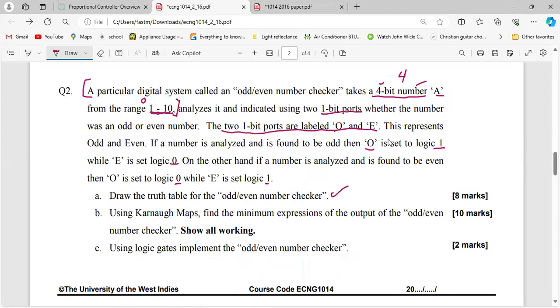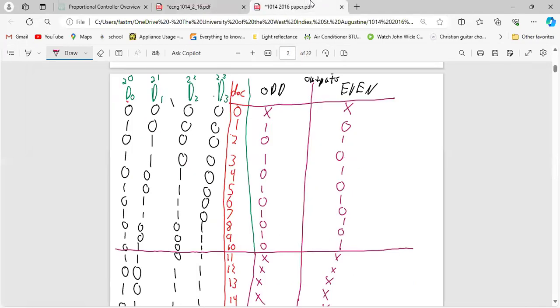8 marks. Right. So the second part is: using Karnaugh maps, find the minimum expression of P, and so on. Same idea. You're drawing up a Karnaugh map table. Drawing up a Karnaugh map never changes. We know it's a 4-bit number, so 4 by 4 is 16. So you look at the box we had on top. As I say, make sure you know how to draw up that box.